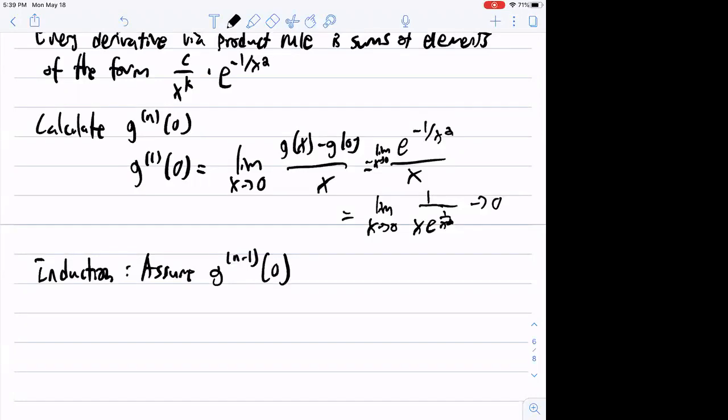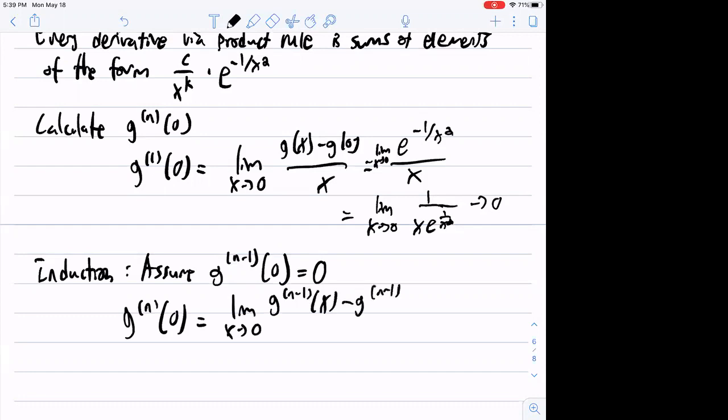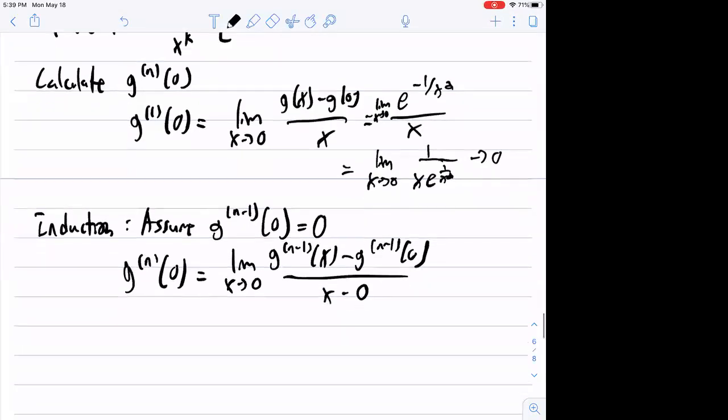So here the base case is for n equals 2, right? So you assume g_{n-1}(0) is 0. Then g_n at 0 is the limit as x goes to 0 of (g_{n-1}(x) minus g_{n-1}(0)) over (x minus 0), right? By the induction hypothesis, we assume g_{n-1} at 0 is 0.